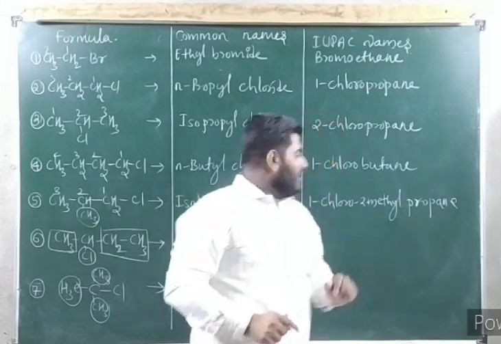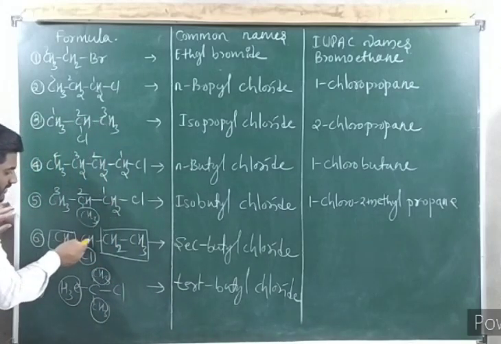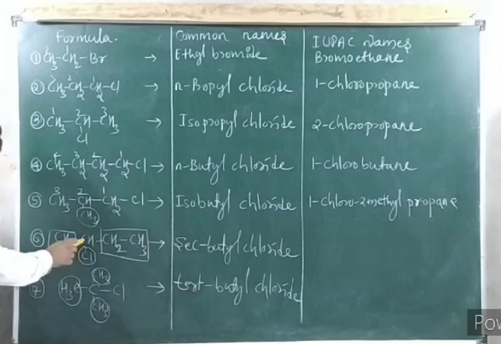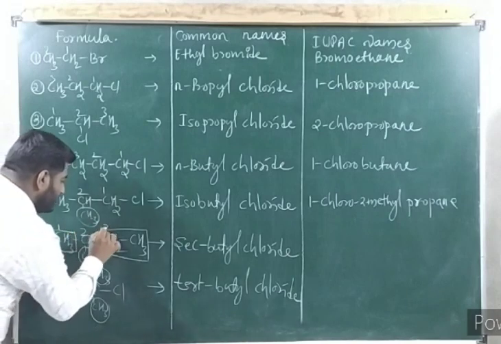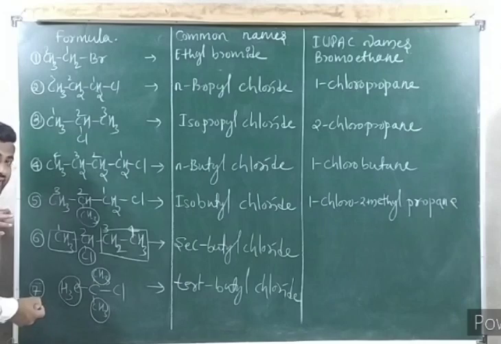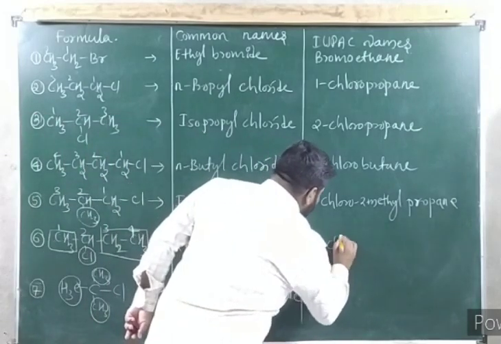Okay, next one. So here 1, 2, 3, 4. Third position you are having chlorine. This side 1, 2, 3, 4, second position you are having chlorine. Which is correct? Second position, name it. 1, 2, 3, 4, second position chlorine. 1, 2, 3, 4 means butane. It is a 2-chlorobutane.